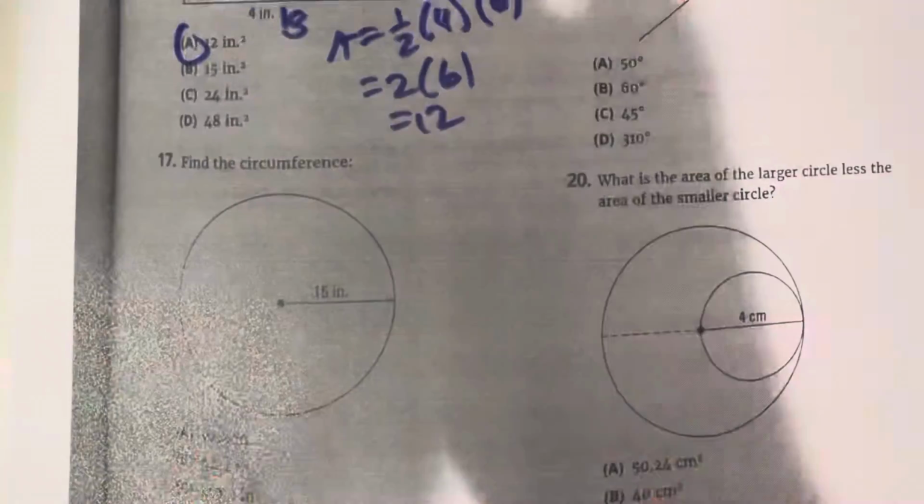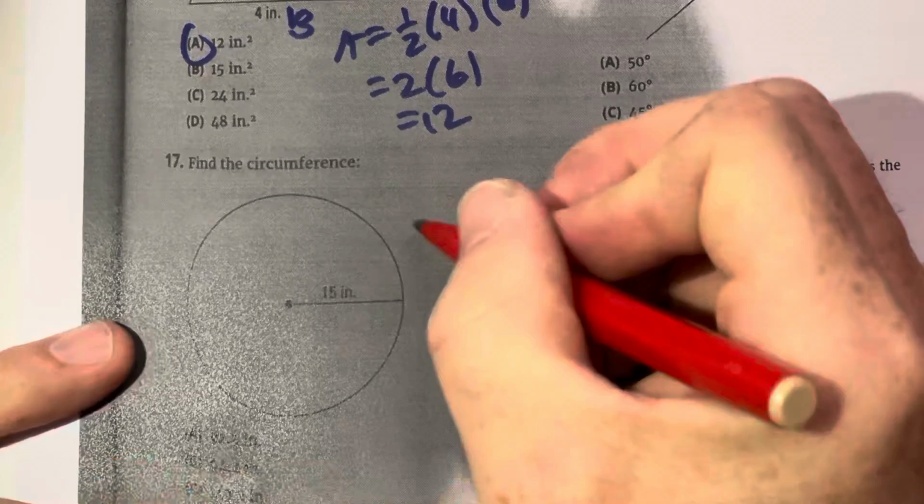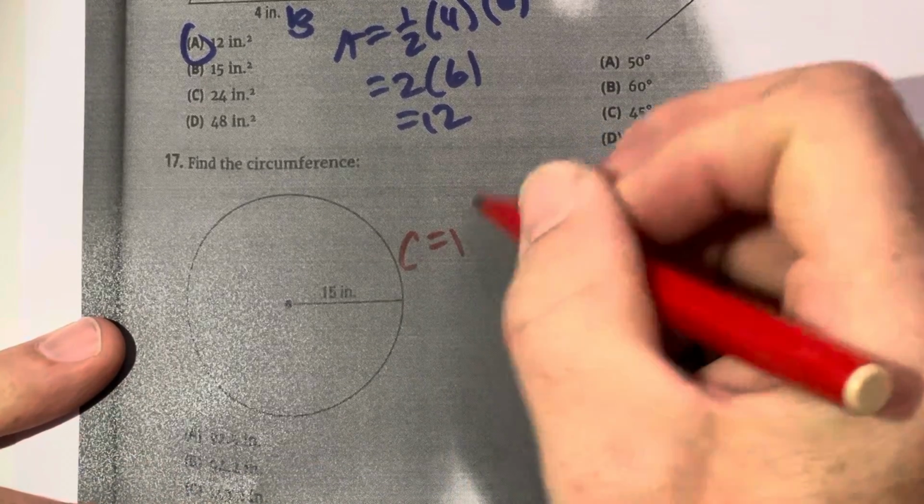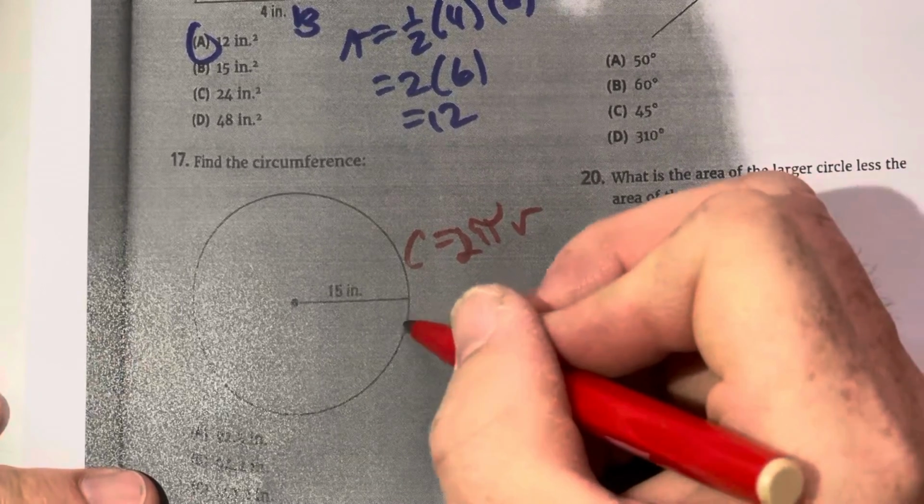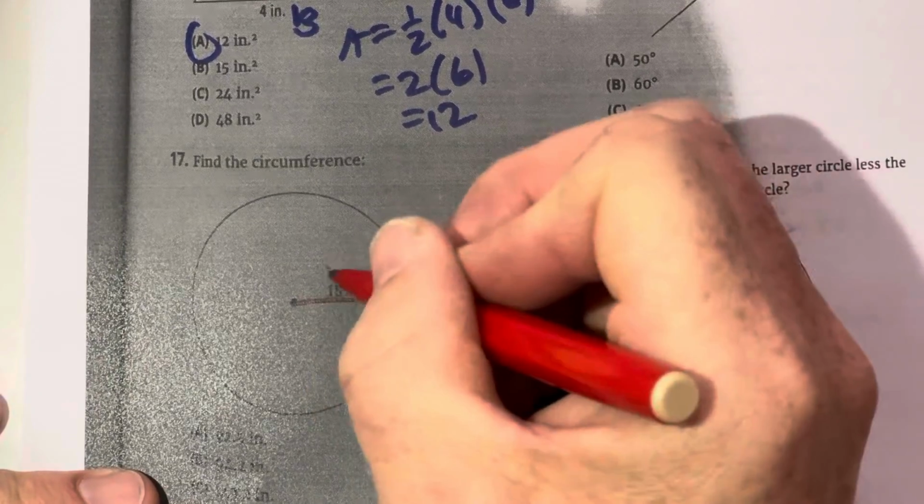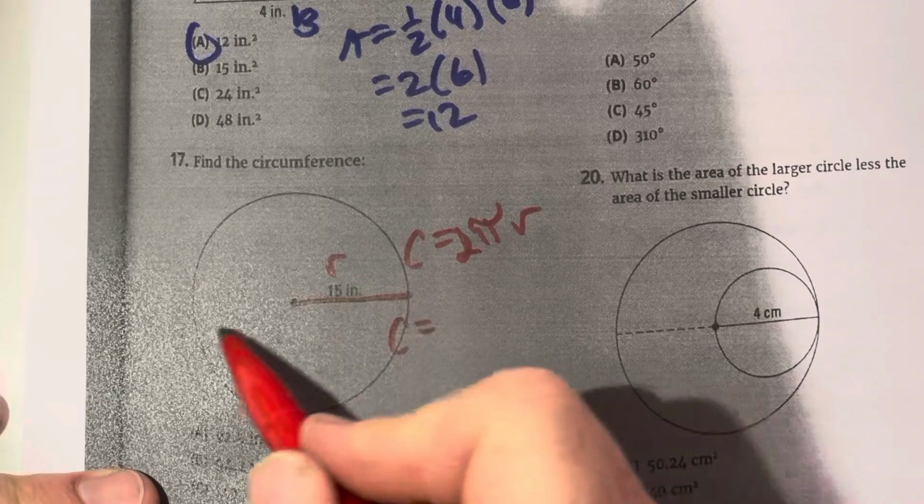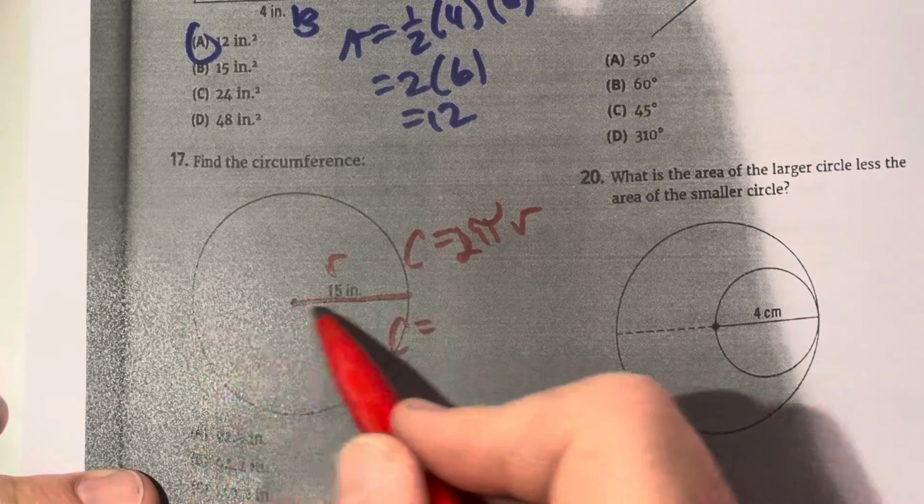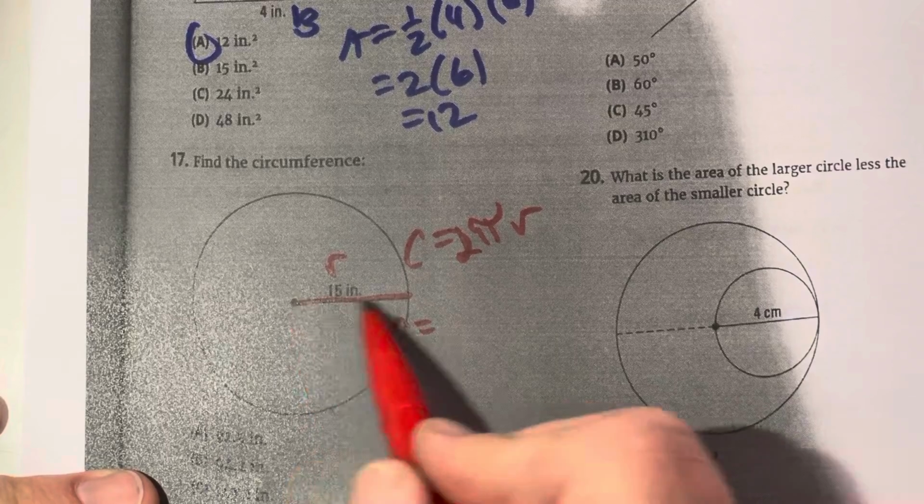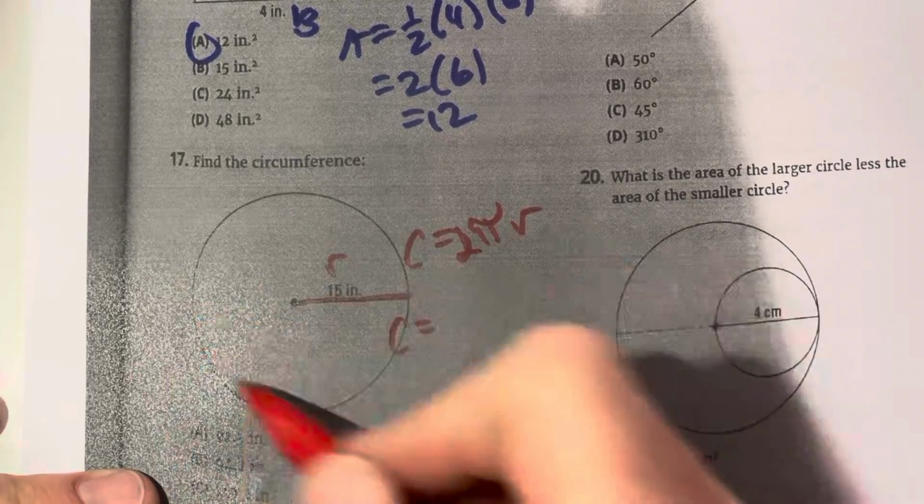Let's cruise on. Find the circumference, another one. Well, we now know that circumference equals 2 times pi times radius. And this is the radius, by the way. Radius is from the middle to the outside. Diameter would be all the way through. Circumference is the distance all the way around.